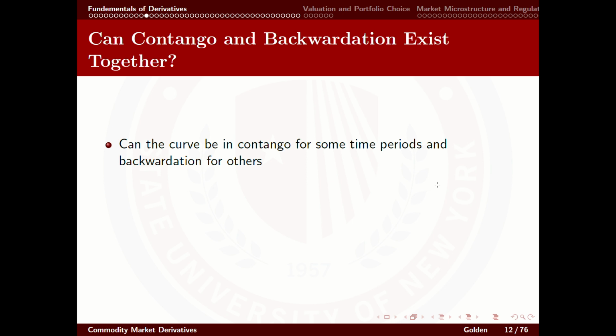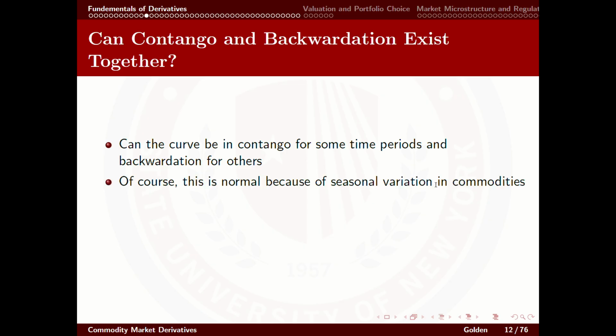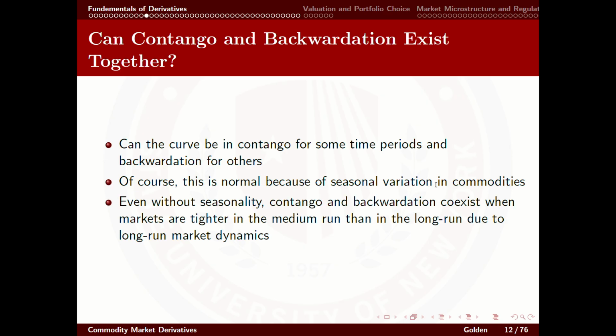So can contango and backwardation exist together? Can the curve be in contango in some time periods and backwardation for others? Of course, this is normal because of seasonal variation in some commodities. You might expect prices to rise for some goods in the summer and then fall later. So you might see some portion of the curve in contango and some in backwardation. Even without seasonality, it's normal that contango and backwardation exist when markets are tighter in the medium run than the long term due to longer market dynamics. So you might expect prices to go up in the beginning and then fall precipitously as the market responds.